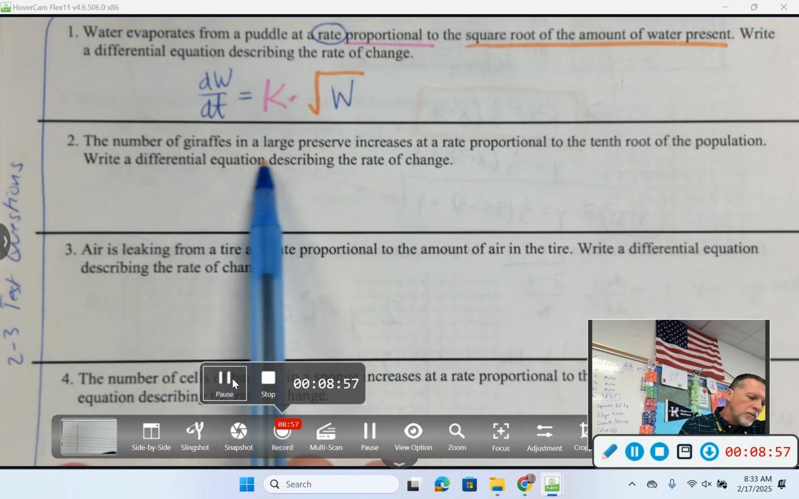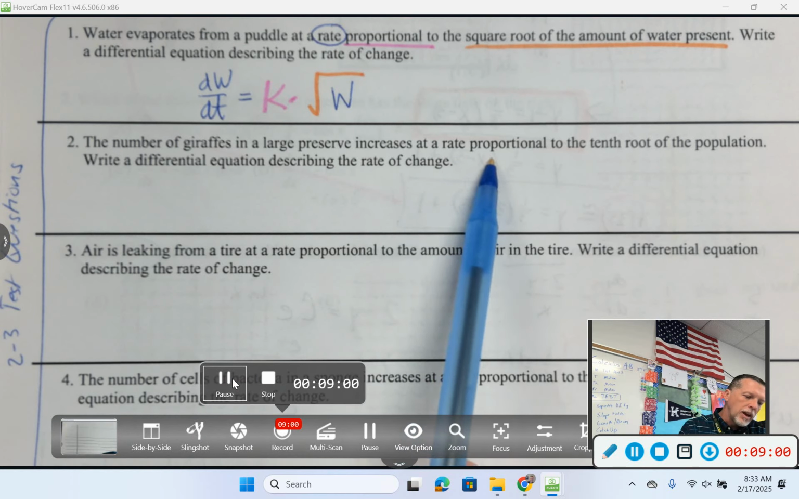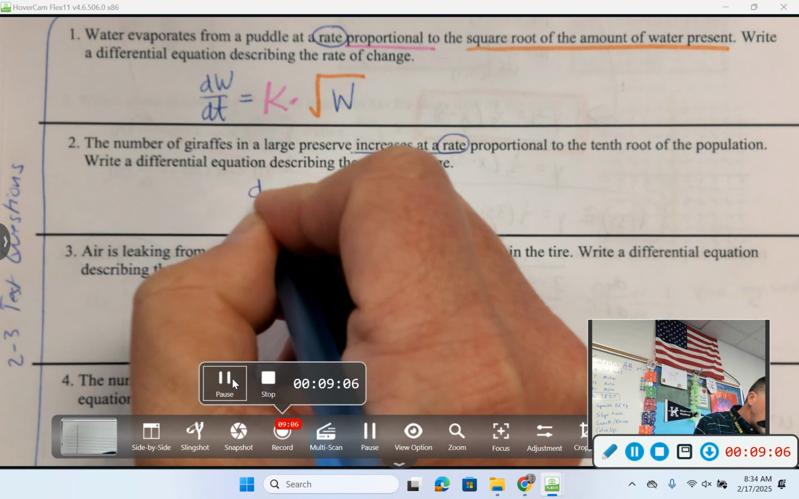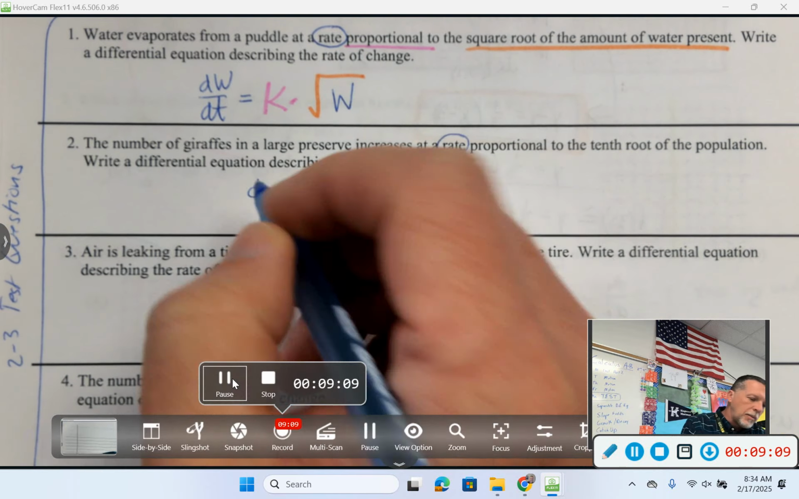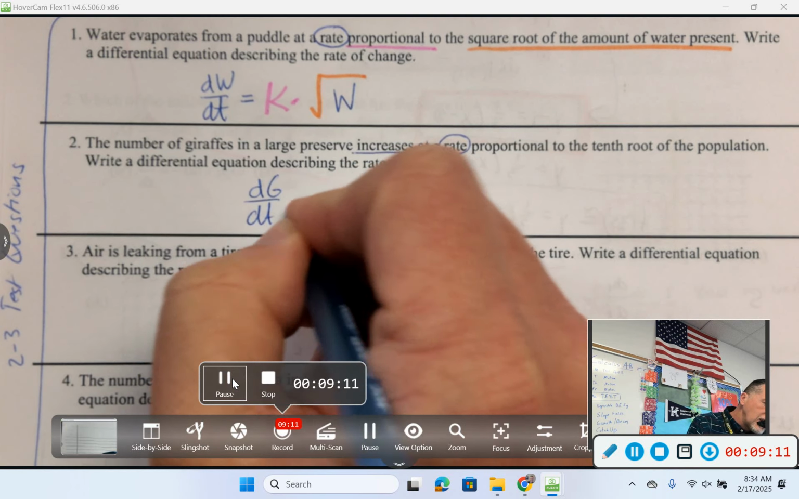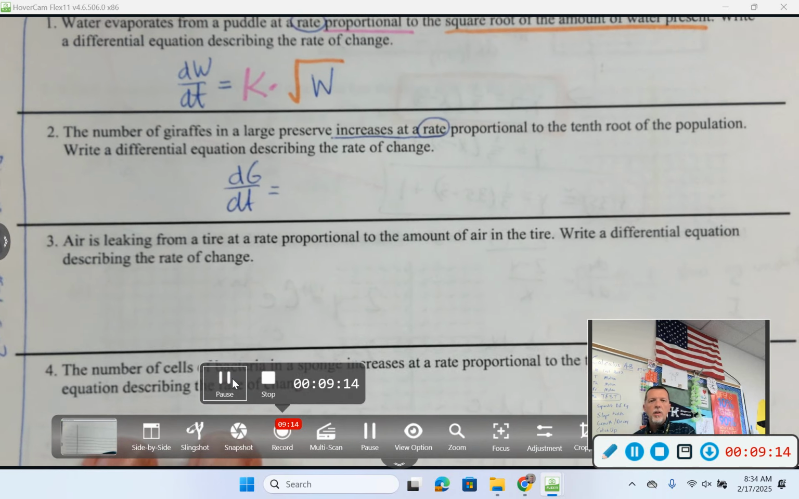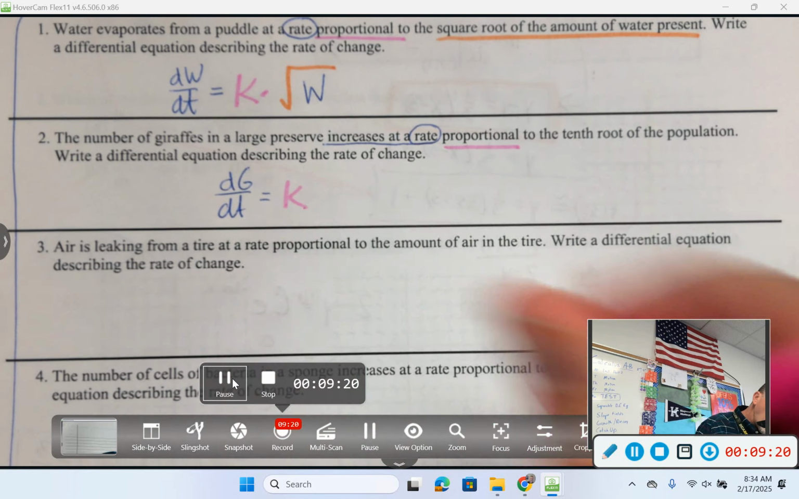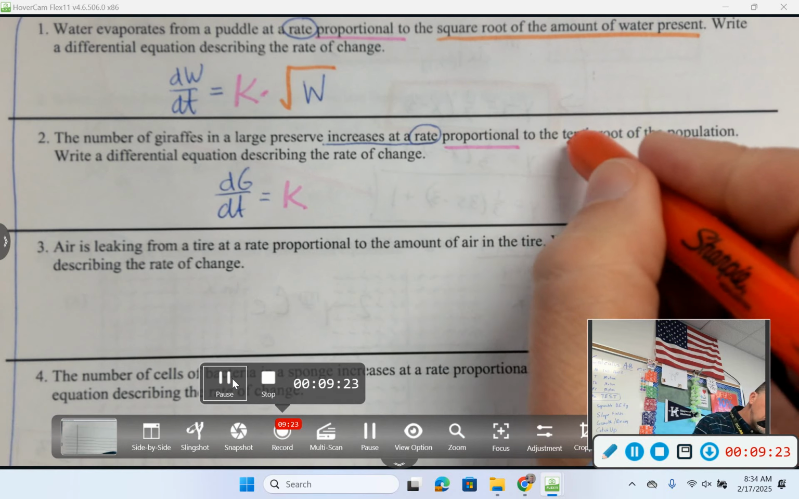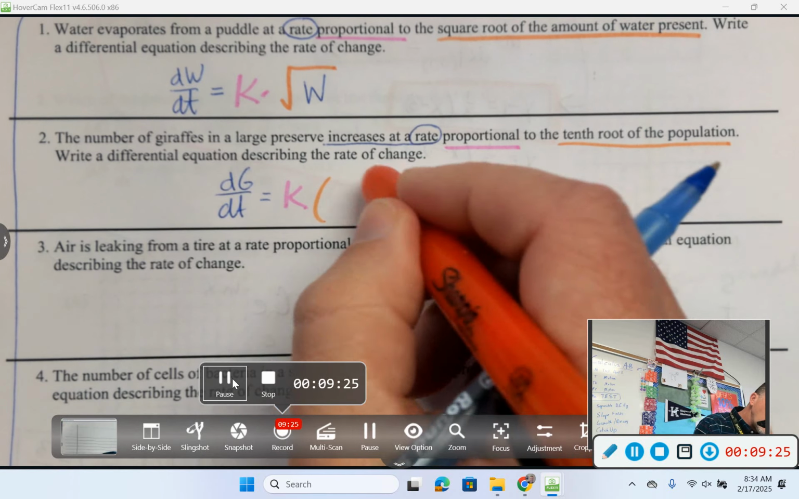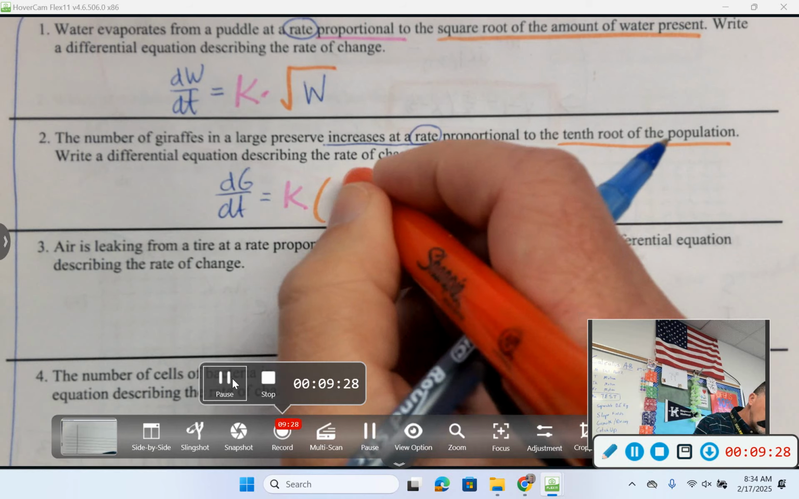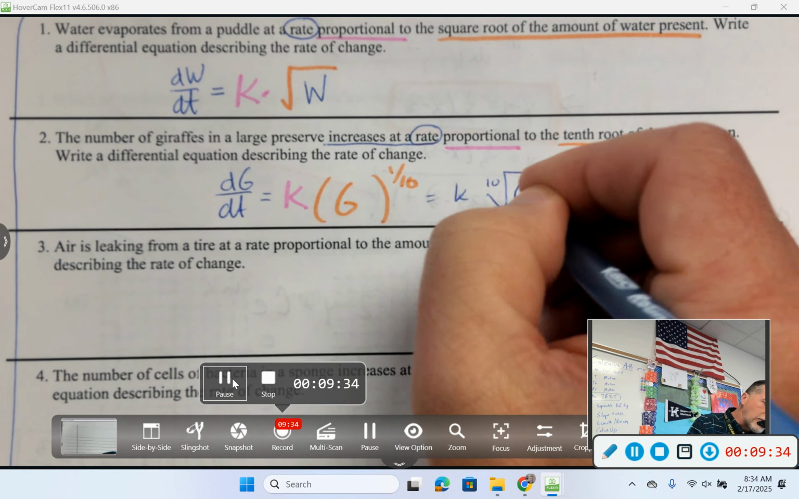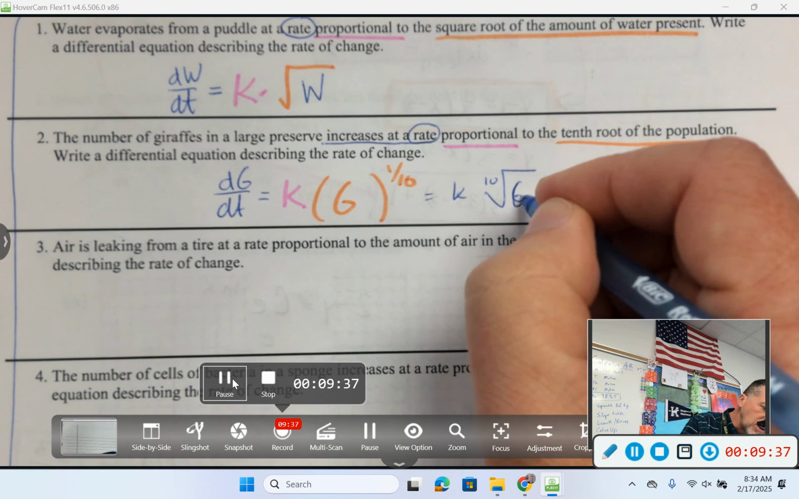Number 2. The number of giraffes in a large preserve increases at a rate... Okay, rate means derivative. So, let's see. How about dG/dt? Proportional to. There's our k. The 10th root of the population. So G to the 1/10. Or I suppose we could have written it like that. That would look more like the 10th root, I guess. G, not 6.